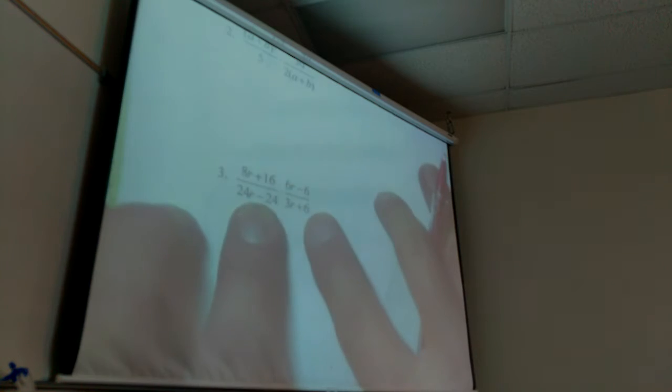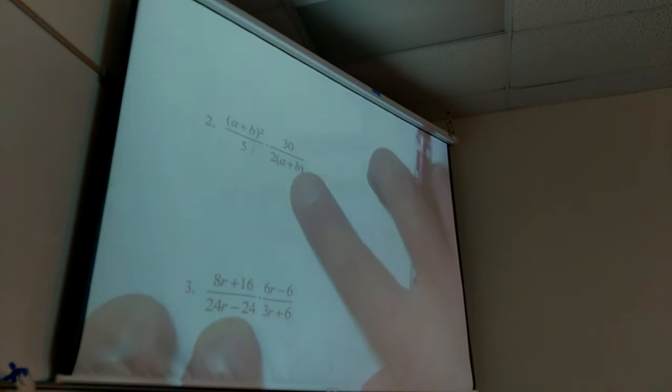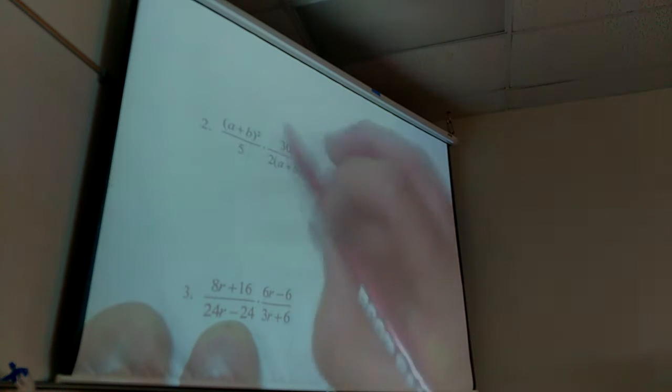But when I have a problem like this, see this one. These are kind of dumb. What would I do here? Real quick. This one's already factored for us. So 5, what can I do with 5?